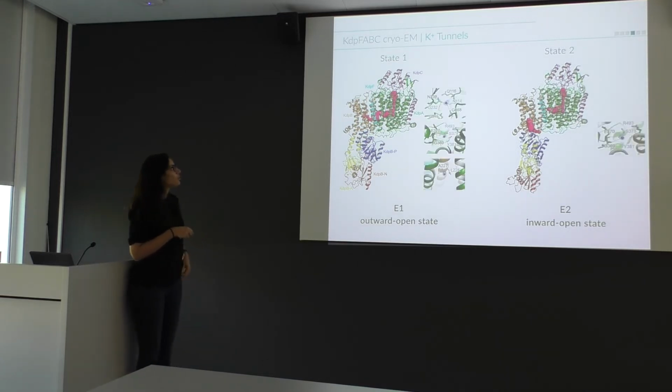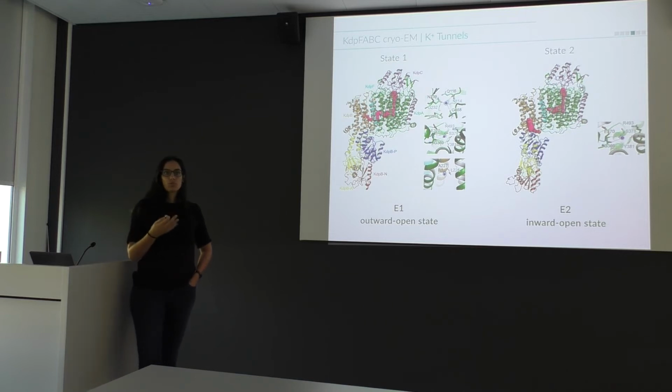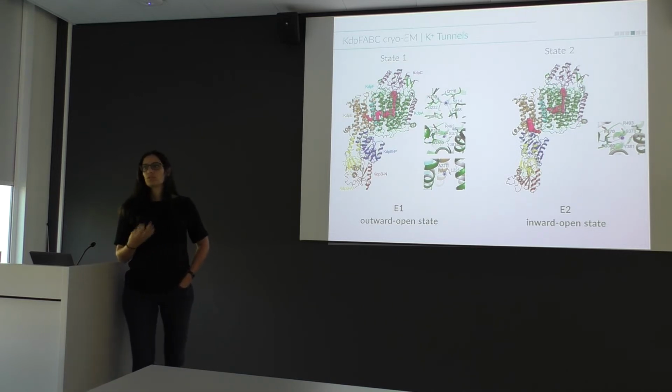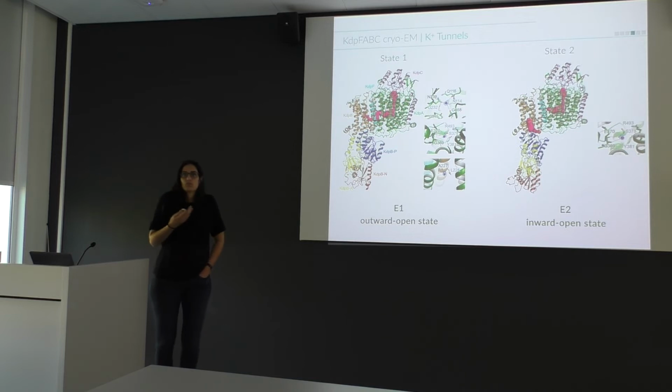Further, we had a closer look into the tunnels, and we were able to identify 3 unassigned densities for this structure, and in this structure we were only able to find 1. At this point, of course, with cryo-EM, it's impossible to prove that these are potassium ions, but this is what we very strongly suggest, because this is a potassium transporting unit.